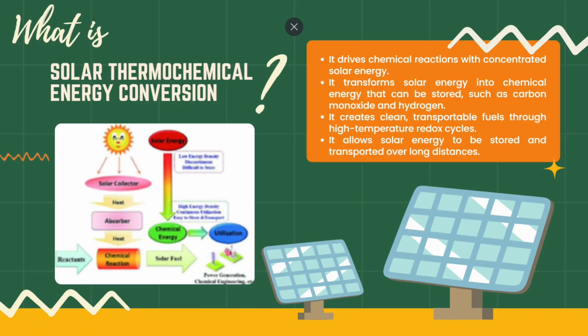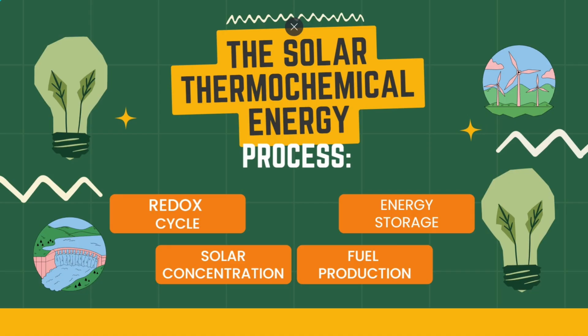So, solar thermochemical energy turns sunlight, then high heat, into chemical fuel. It is important because fuel can be used even when sunlight is unavailable. Next, we will look at the processes of solar thermochemical energy. The first one is the redox cycle, then solar concentration, fuel production, and energy storage.